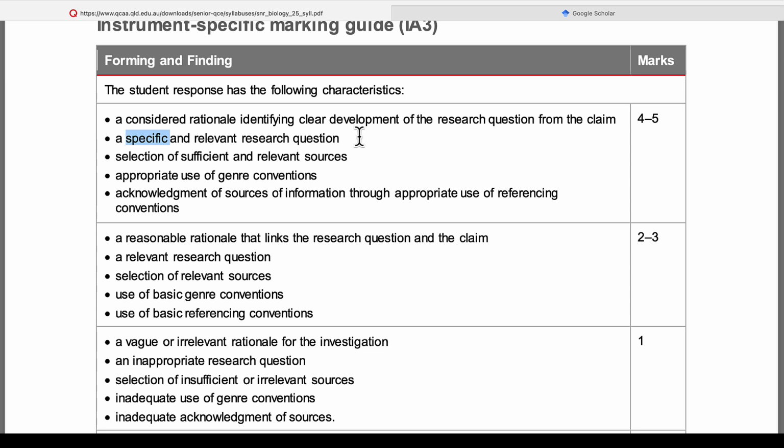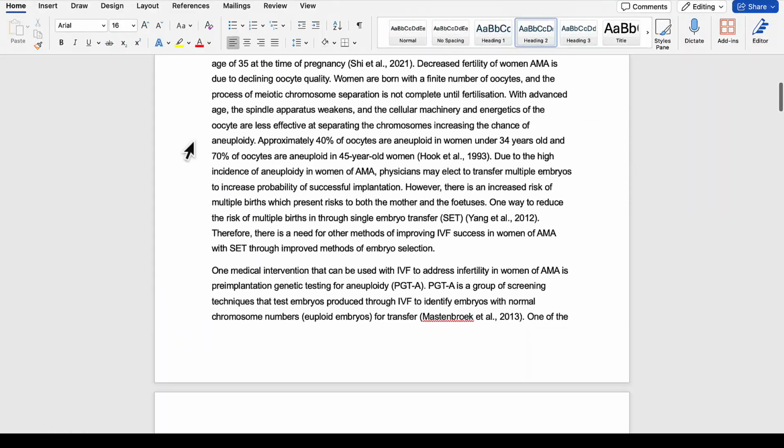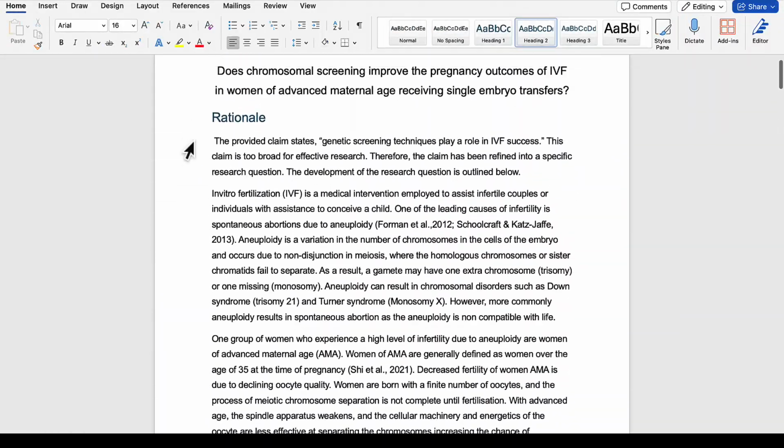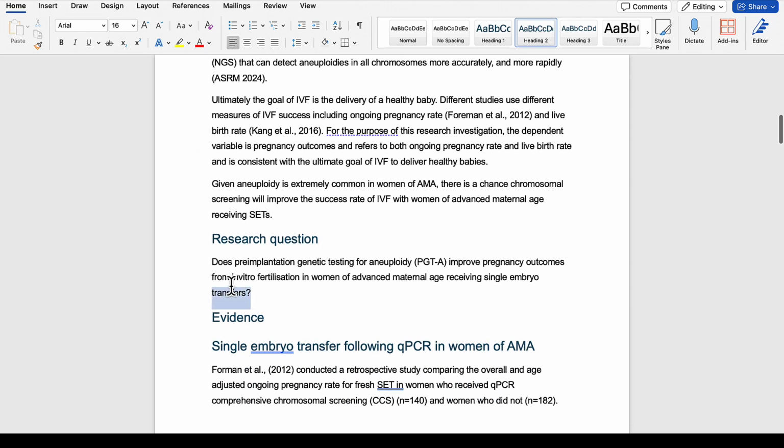So let's have a look at the example that I have. So this is the rationale, which we're going to talk about in a minute. But then our research question is this: does pre-implantation genetic testing for aneuploidy improve pregnancy outcomes from IVF in women of advanced maternal age receiving single embryo transfers? So it seems quite long, but it means that it's very specific.